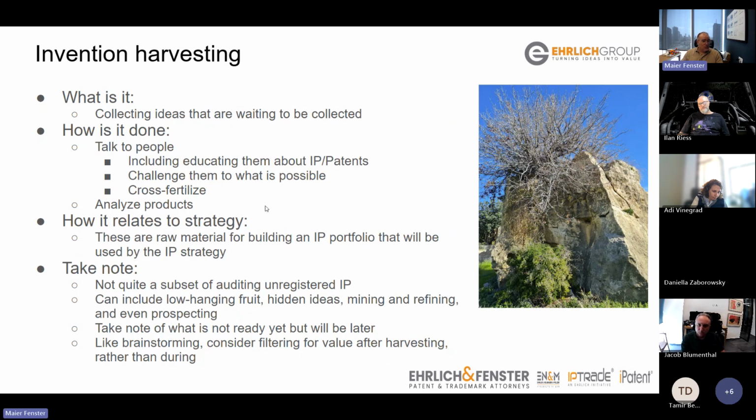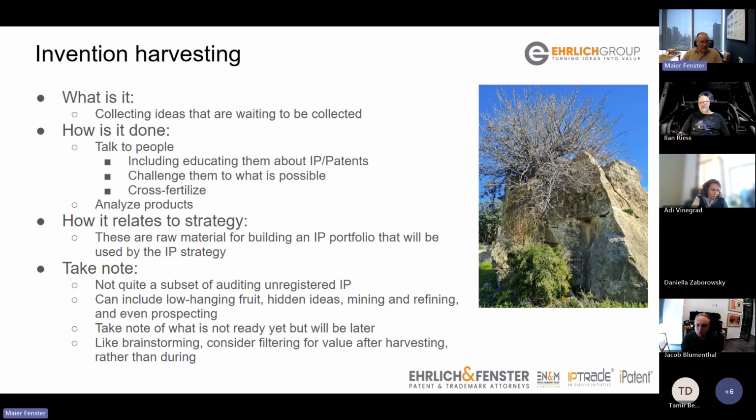Here's another activity which is also a prerequisite to building an IP strategy. And just to be clear, you don't have to do all of these activities. You don't have to do any of these activities. I'm just giving you a toolbox. So invention harvesting is when you collect ideas that are waiting to be collected. And again, you talk to people, you educate them about IP and about patents, you challenge them, you do cross-fertilizing between different people in different departments. You look at the products and you analyze them.